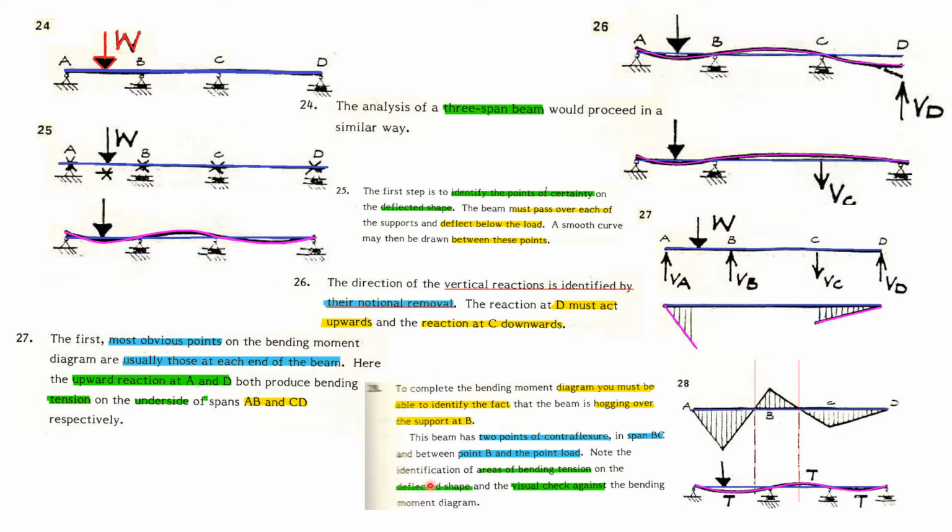Note that this beam has 2 points of contraflexure. Here, 1 point of contraflexure, and here, 1 point of contraflexure in the span BC. Note the identification of these areas of bending tension on the deflected shape and the visual check against the bending moment diagram. Tension here, tension here, tension here.